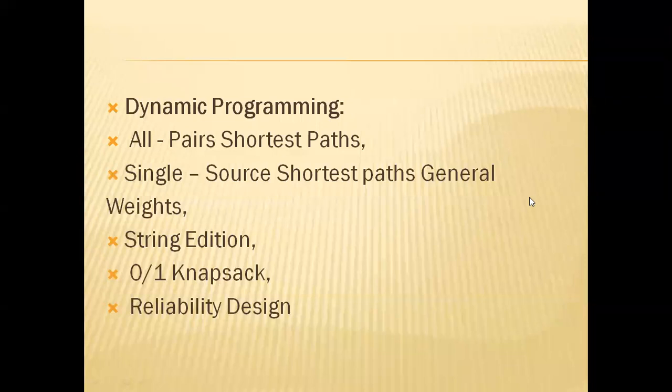Today we are discussing dynamic programming, the fourth unit. In dynamic programming, there are five problems. The first one is all pairs shortest paths. The second one is single source shortest path with general weights. The next one is string editing. The next one is the 0/1 knapsack problem. The next one is reliability design.